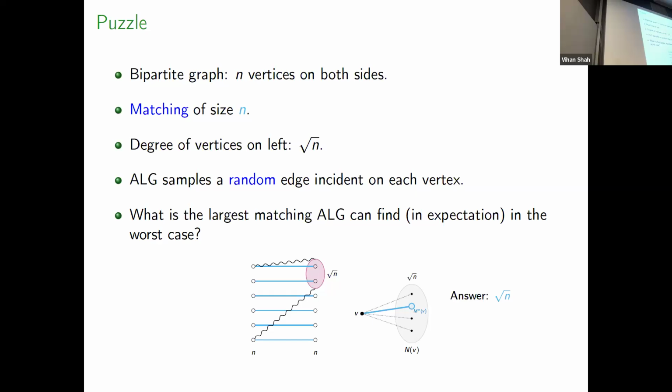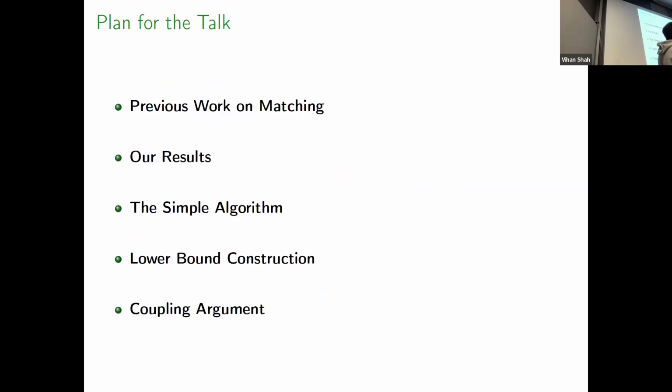These are the kind of sampling things we're going to use in our upper bound and a little bit in the lower bound as well. This is just to give you a flavor. Now let me start with the plan for the talk. We look at some previous work on matching, then we'll talk about our results. Then we'll go into a simple upper bound and a slightly not simple lower bound. And then if I have time, I will also go into some of the details of how the lower bound is formalized using a coupling algorithm.